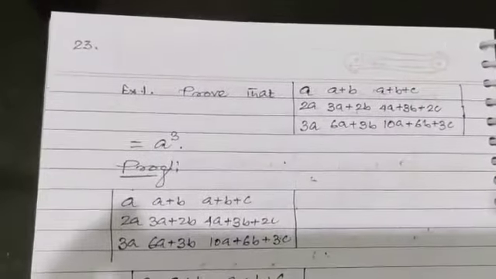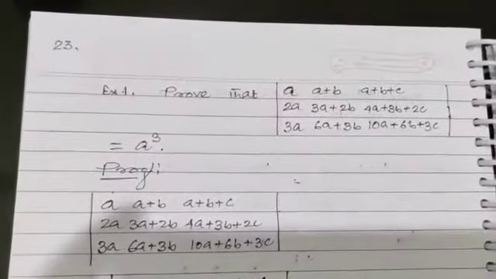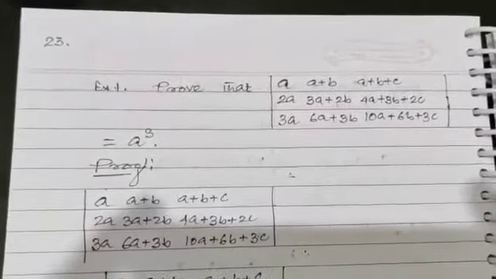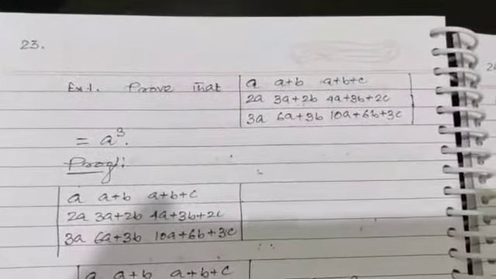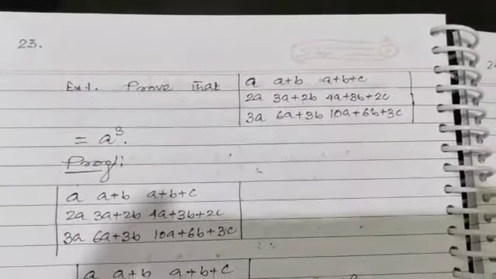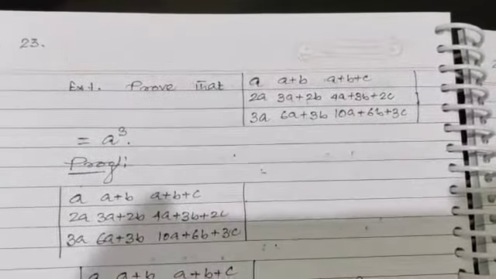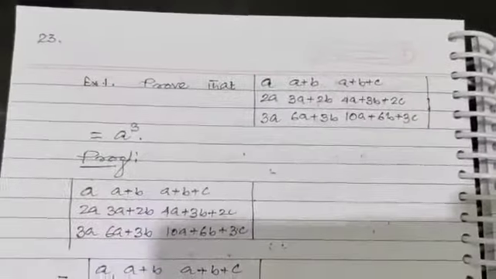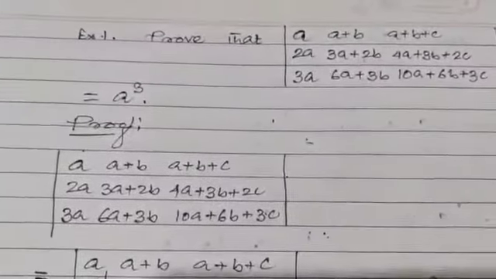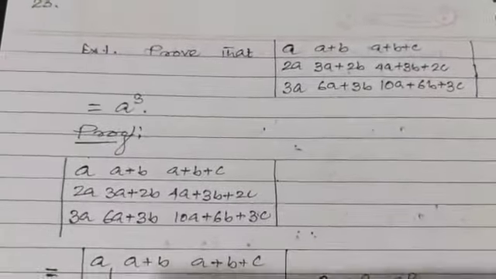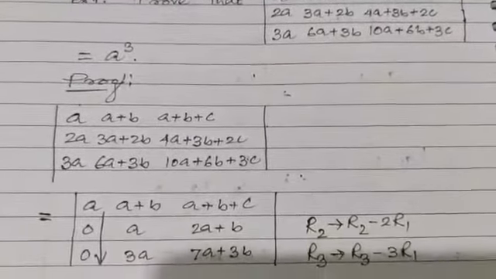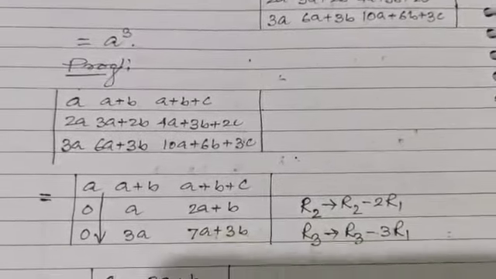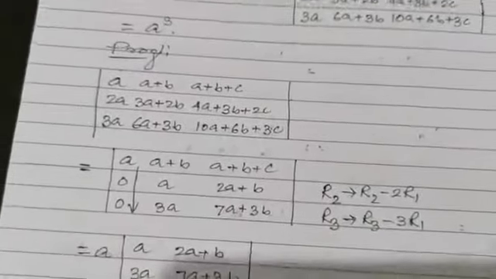The most important property we have to use is that a constant multiple of a particular row you can add to any other row, or a constant multiple of a particular column you can add to any other column, and the result of the determinant will not change. All other properties are also important, but the most useful property is the one I have discussed.